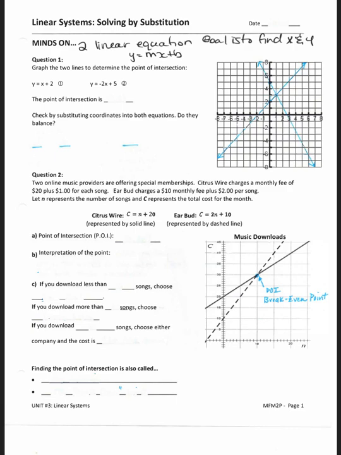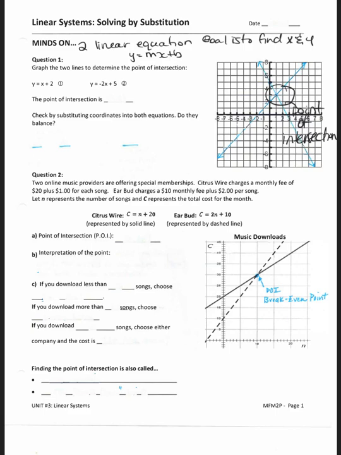And to solve these systems, if we were to graph these 2 lines, it's where they cross or intersect. Okay, so that's that point of intersection. And that's the solution to the system.